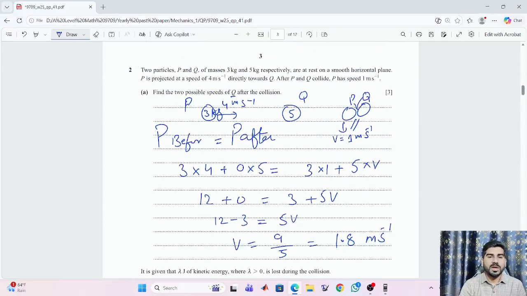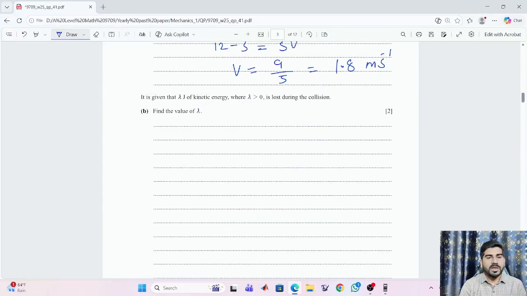This will be the velocity of Q after collision. Okay, next part is, it is given that lambda J of the kinetic energy, where lambda is greater than 0, is lost during the collision. Find the value of lambda.